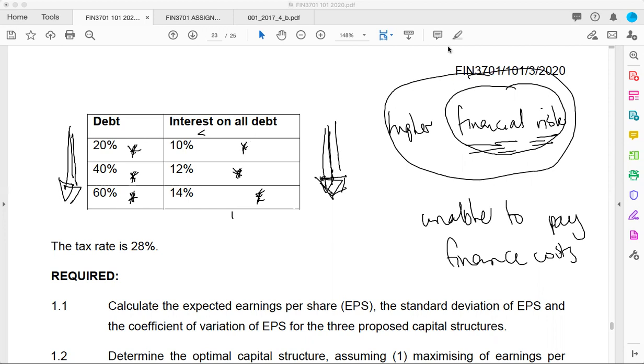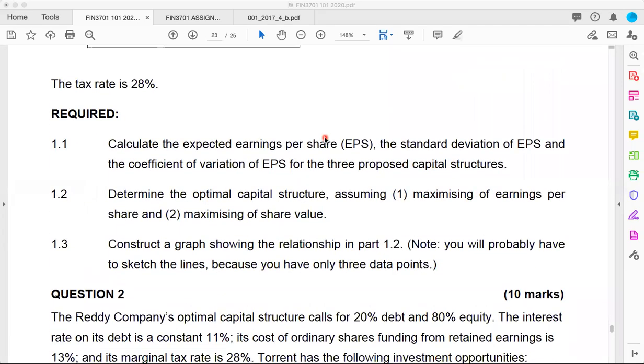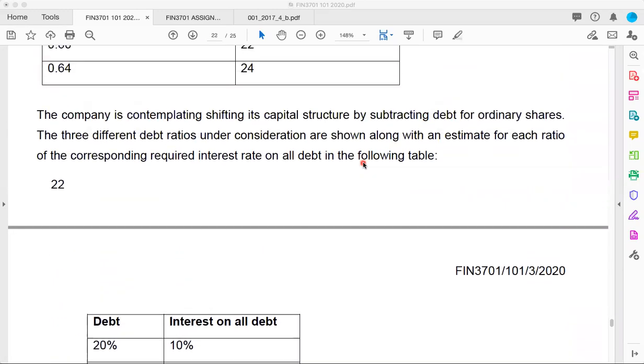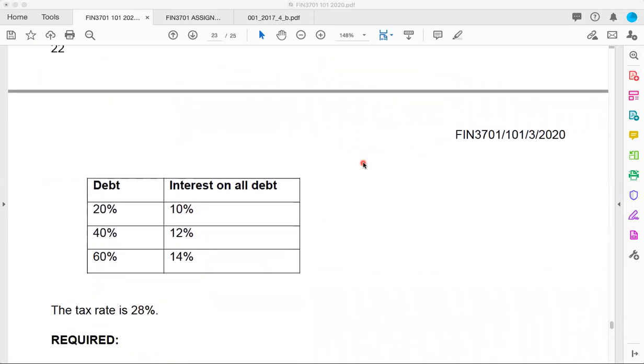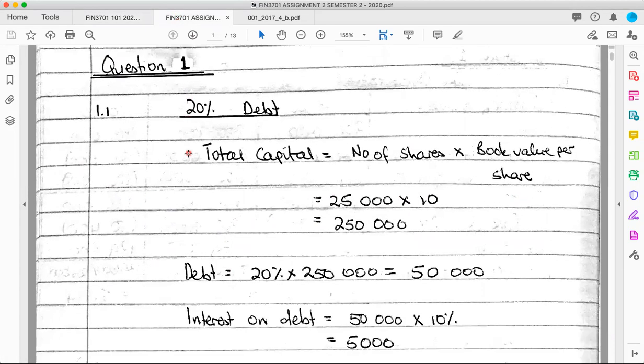Okay. So now we can look at the questions. The first question says, calculate the expected earnings per share, the standard deviation of the earnings per share, and the coefficient of variation of earnings per share for the three proposed capital structures. Okay. So there are three proposed capital structures here, and we have to calculate the earnings per share, the standard deviation of earnings per share, and the coefficient of variation of earnings per share under each proposed capital structure.